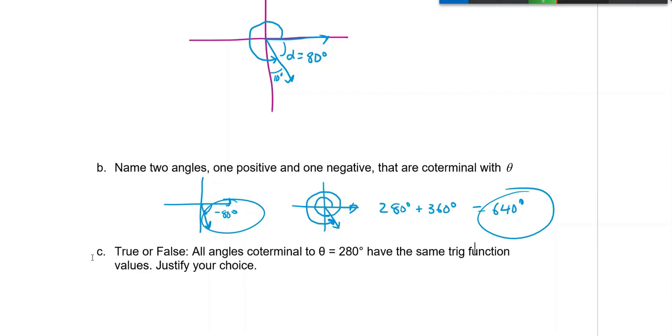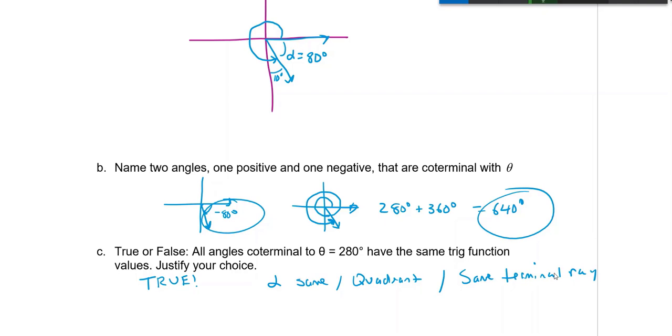All right, next question. True or false: all angles coterminal with 280 have the same trig function values? This is absolutely true. The reason it's true is because alpha is the same and the quadrant's the same. If we know alpha and we know the quadrant, then we know the trig functions, right? Regardless of what angle it is, how we got to that terminal ray. If alpha is the same and the quadrant's the same, another way of saying it is the same terminal ray.